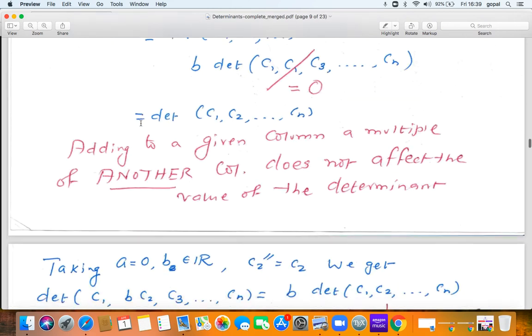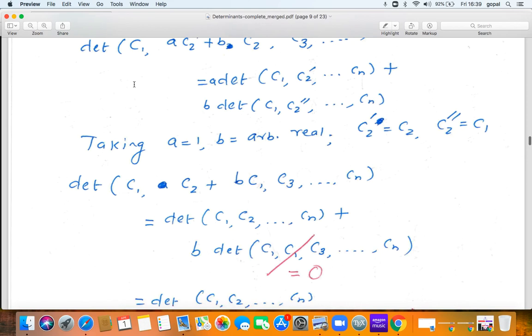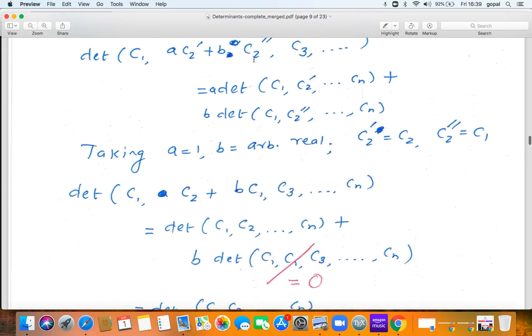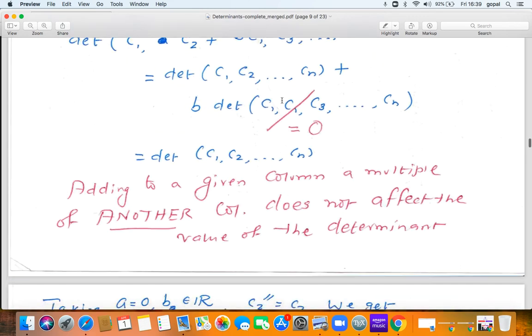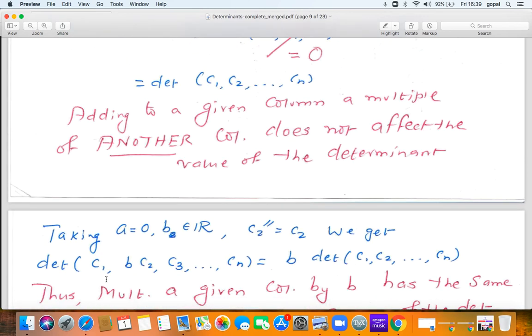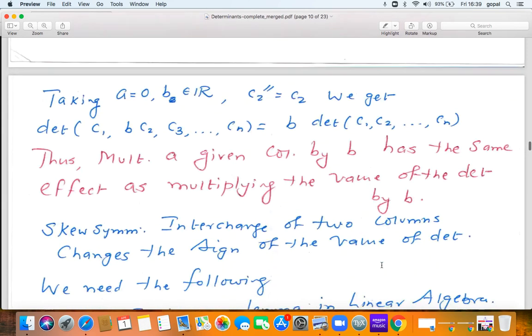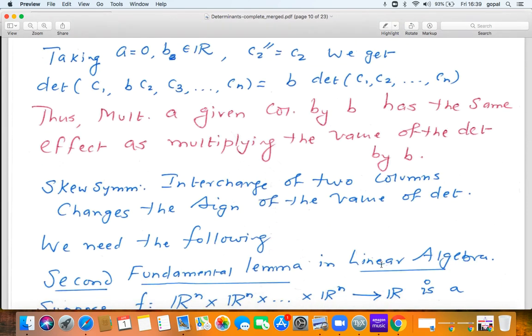All right. Again, you could take a to be 0. For example, I could take a to be 0 and C2 double prime to be C2 itself. Then this will simplify to determinant of C1, b C2, C3, ..., Cn equals b times determinant of C1, C2, ..., Cn. In other words, multiplying a given column by a real number b has the same effect as multiplying the value of the determinant by b. The third condition is skew symmetry. Interchange of two columns changes the sign of the value of the determinant.